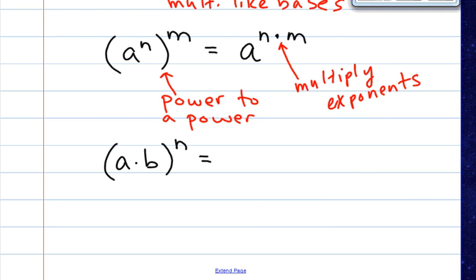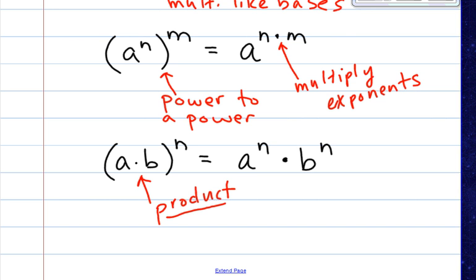And the last rule is if inside a parentheses you have a product, so that is a times b. Now it's important here that you make sure it's a product and not a sum. Only if you're multiplying can you do this. So if you have a product raised to an exponent, then you can distribute that exponent to both parts of that product. So that would be a to the nth power, then times b to the nth power. Notice they're different bases, so they each get the exponent there. All right, so a product raised to a power, we're going to distribute the exponent.